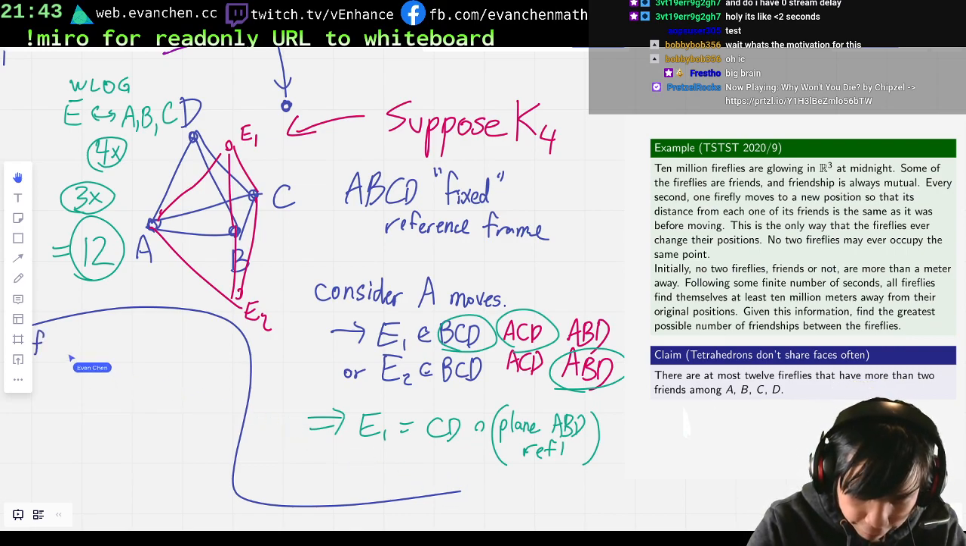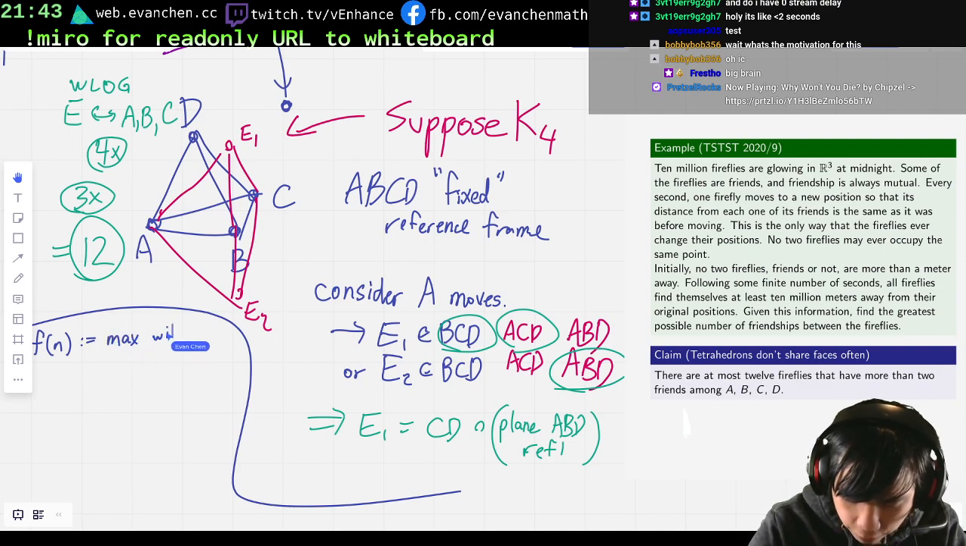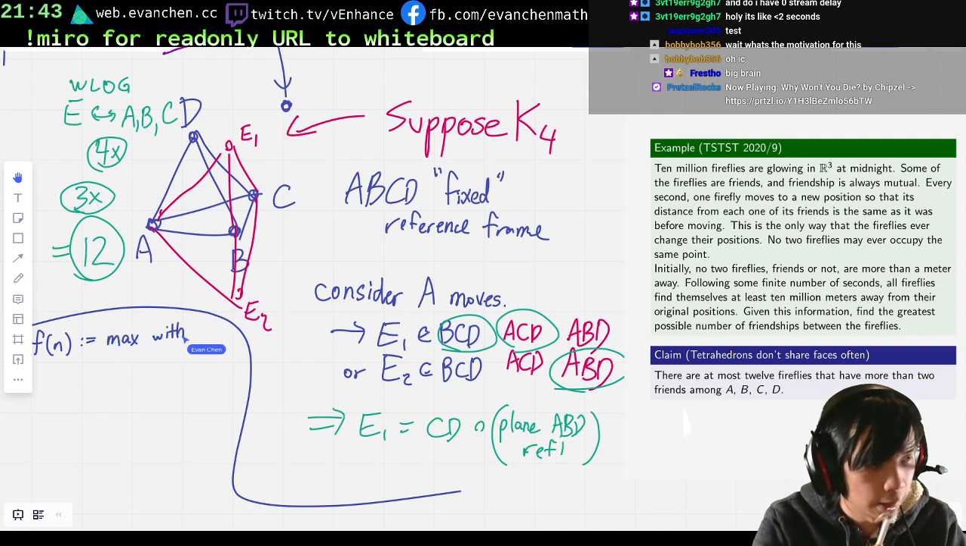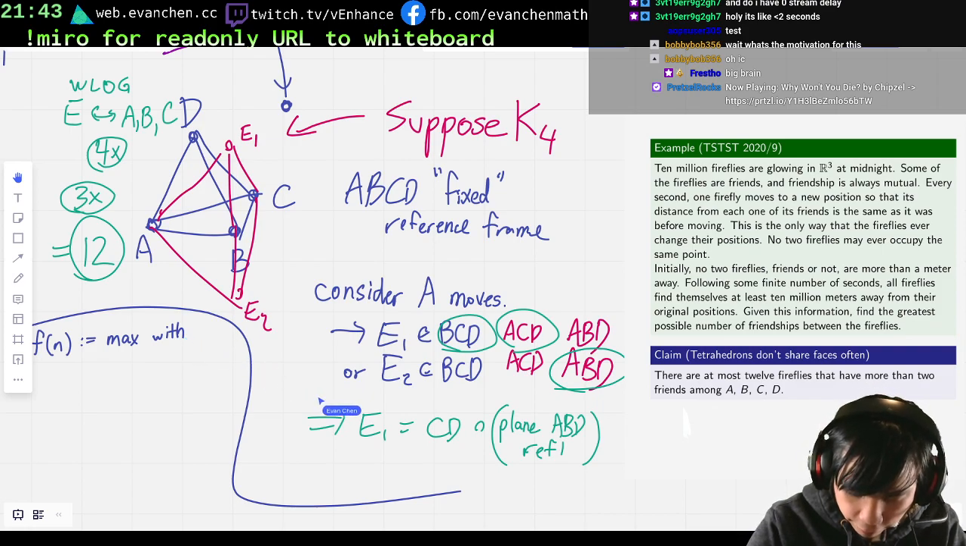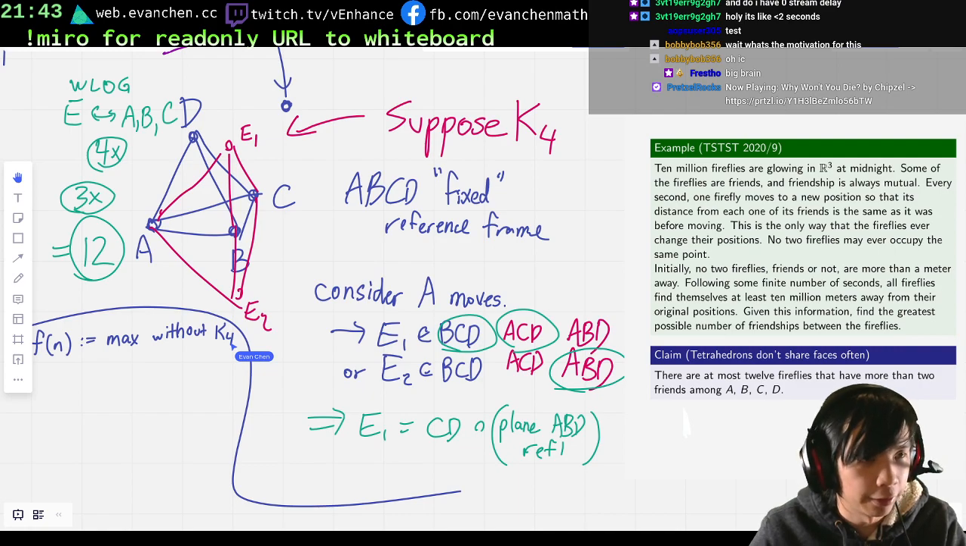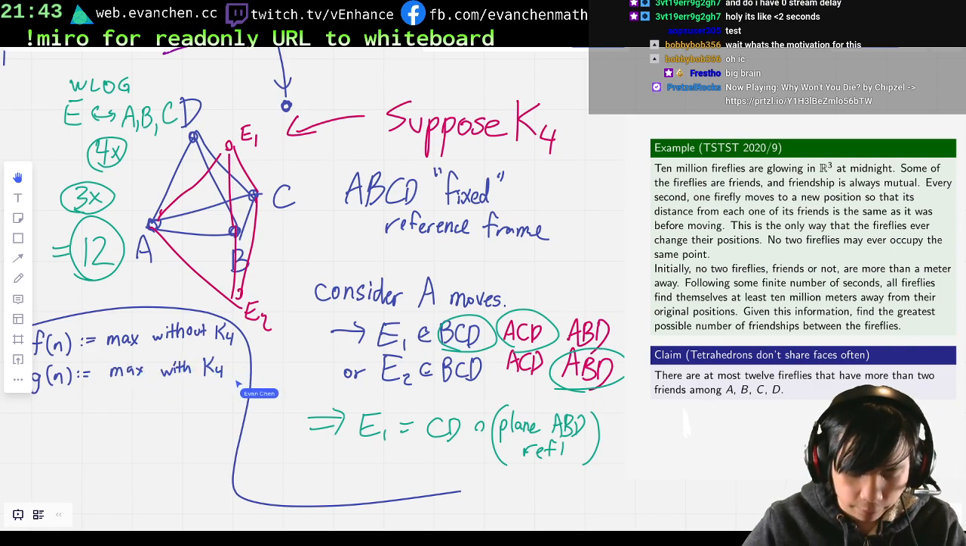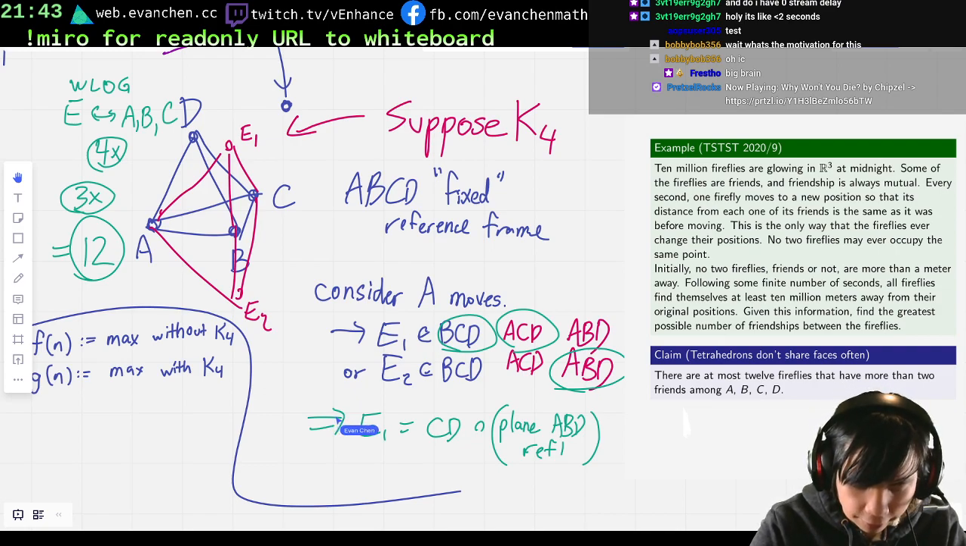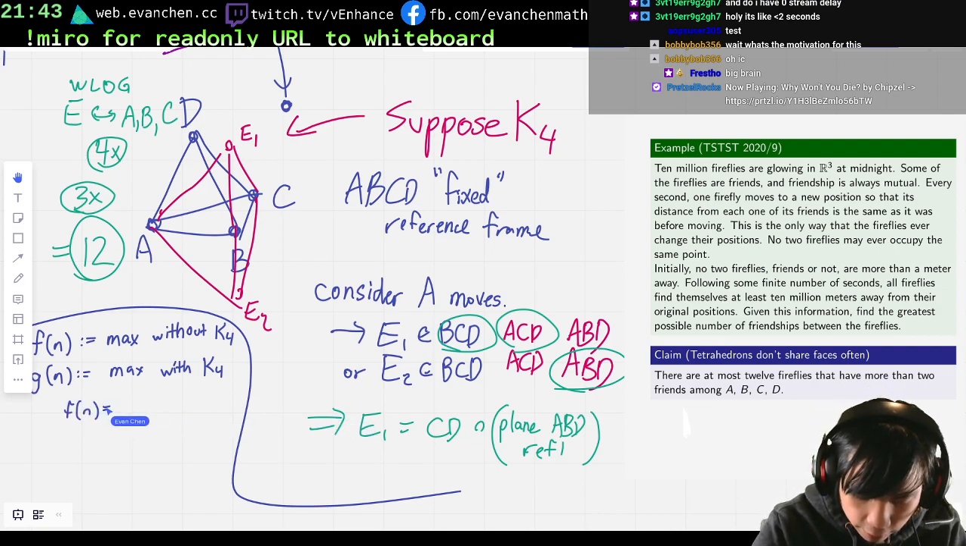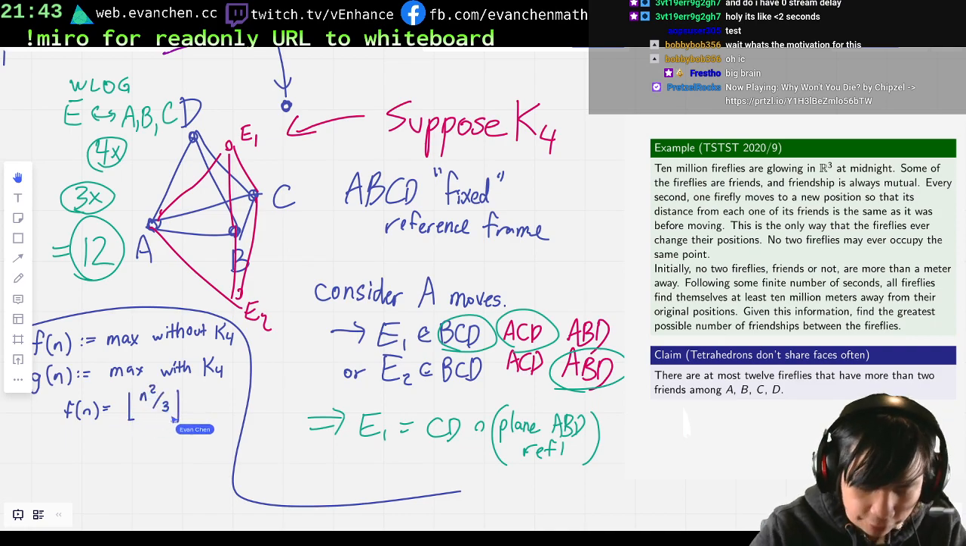What I'll do is I'll let Fn be the max with, without K4. So the maximum number of friendships you can have without a K4, and Gn be equal to the max with K4. And we know actually Fn is exactly given by Turan's theorem, and f of n is known exactly as n squared over 3.